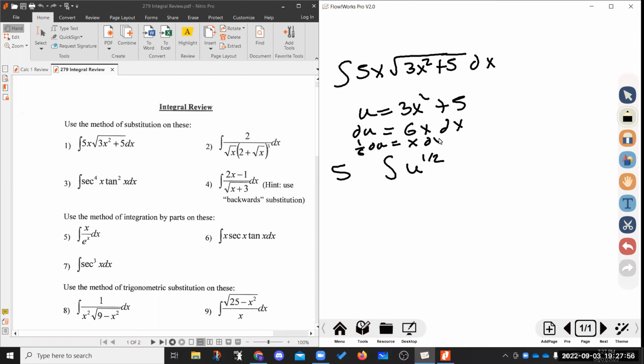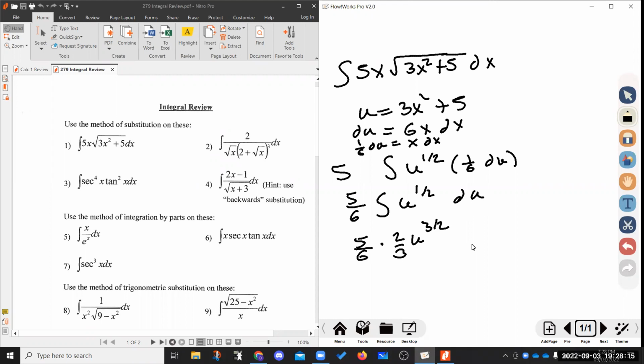It's going to be x dx, so we're going to replace that with 1/6 du. The 1/6 is a constant that comes out front, 5/6, u to the 1/2 du. It's going to be 5/6 u to the 3/2 times the reciprocal of 3/2, which is 2/3, plus c. 2 goes into 6 3 times. This is 5/9 times 3x squared plus 5 raised to the 3/2, plus c.